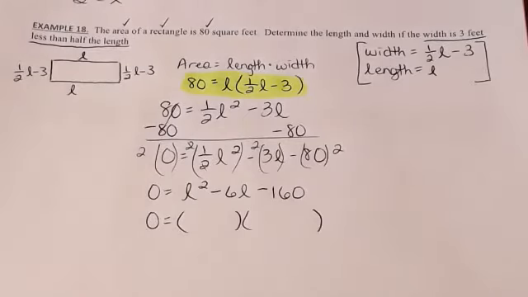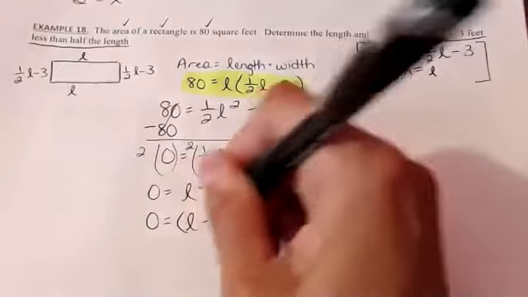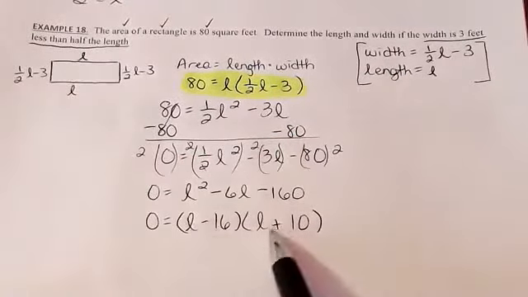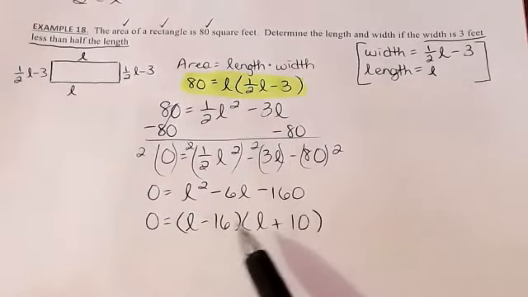What do you think? Hence, -16 and 10. Yeah, negative 16 and 10, score. So we've got L minus 16, L plus 10. Double check: L squared, 10L minus 16L, that's going to give us a negative 6L, and then negative 160.